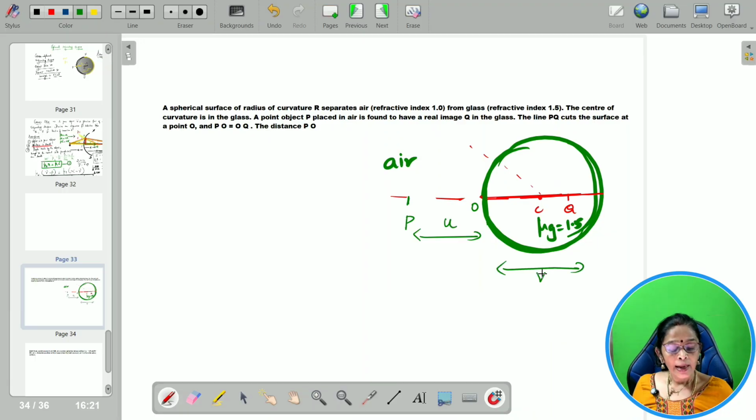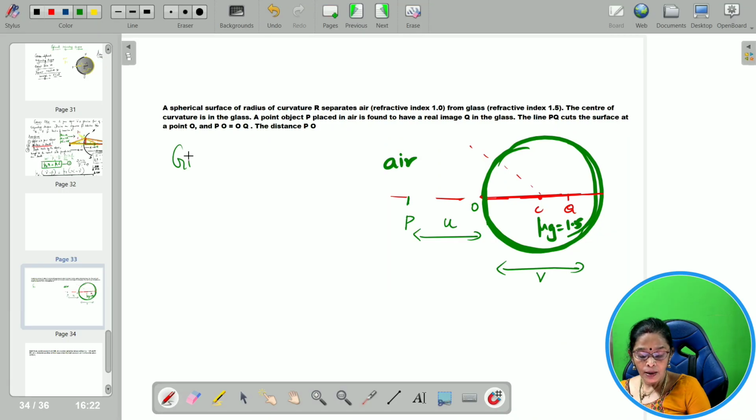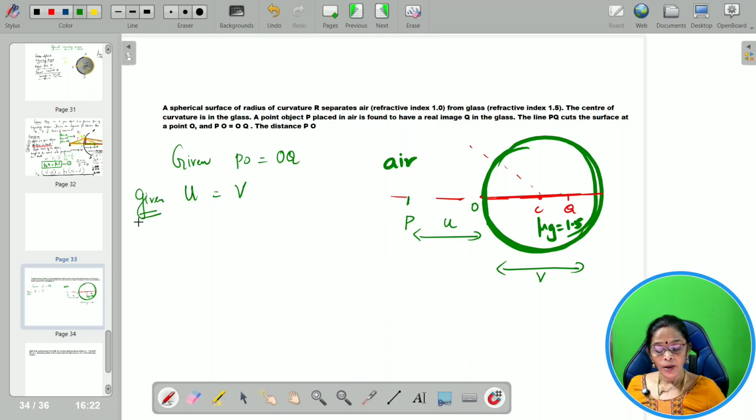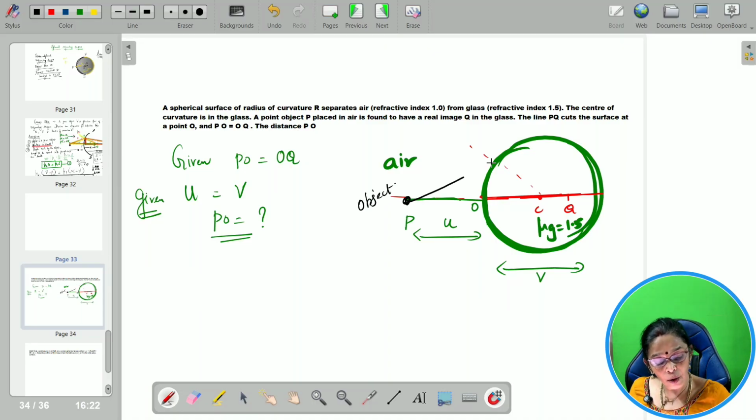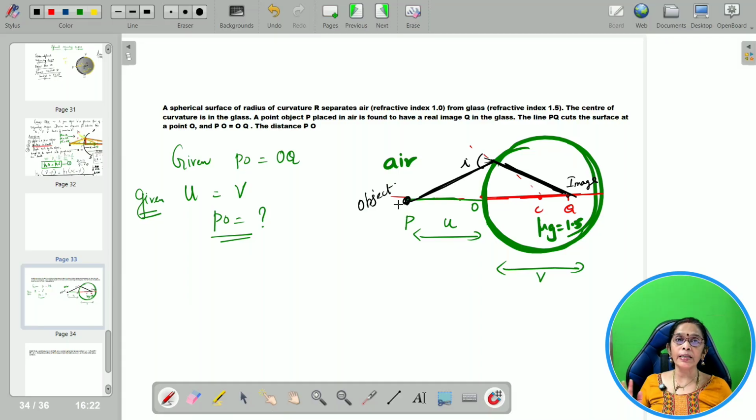PO is equal to OQ means object distance is equal to image distance, given U is equal to V. You have to find the distance PO. PO is equal to what? At point P, the object is placed. The ray of light from the object hits the normal and then the image is obtained at Q. So you are asked to find the object distance. That's all the question.